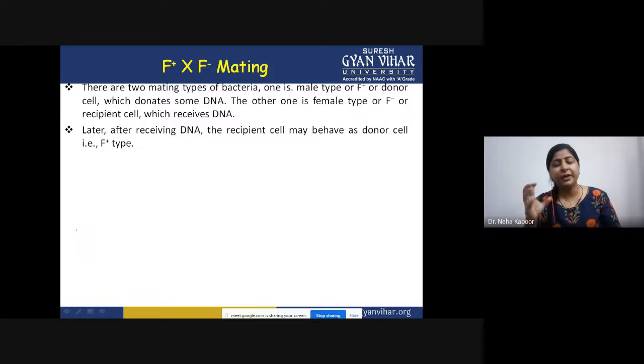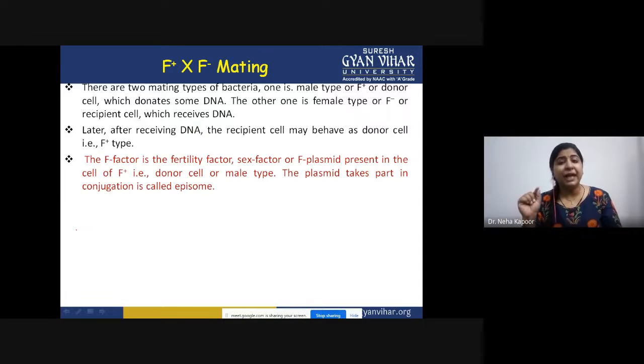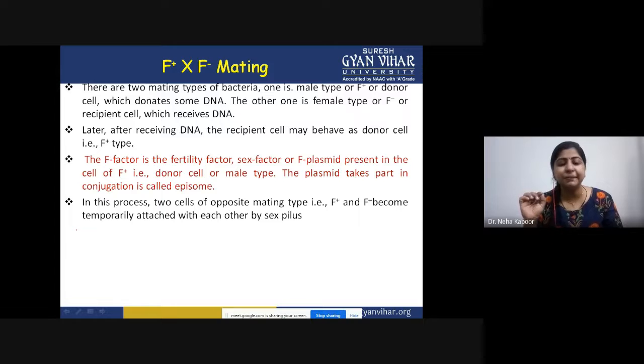What happens is, when the donor bacteria donates the DNA, after receiving the DNA, the recipient cell will also change to F positive type. F factor, we call it fertility factor, sex factor, or F plasmid, and it is present in the cell of F positive or donor cell or male type. However, if this plasmid, which takes part in the conjugation process, gets integrated inside the genome of the recipient, then it is known as episome.